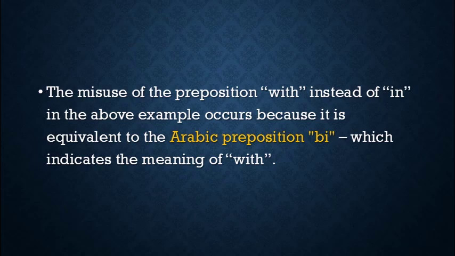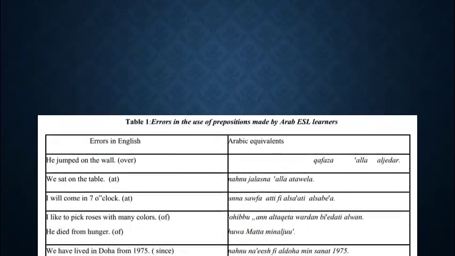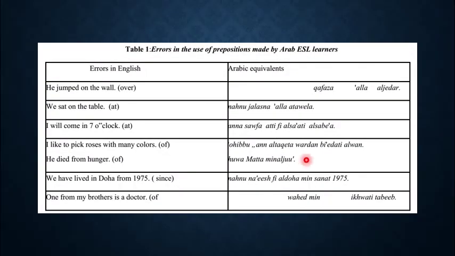So the misuse of the preposition with instead of in the above example occurs because it is equivalent to the Arabic preposition be, which indicates the meaning of with, as we mentioned. And here are more examples. As you see, errors in the use of prepositions made by the Arab ESL learners, or English as a second language learners. Here are a couple more examples.